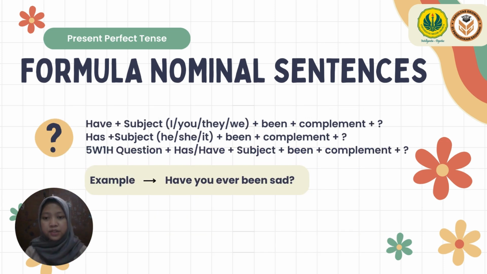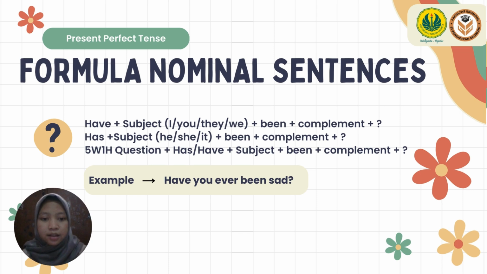And for the interrogative sentence, we can use have for subject I, you, we, they plus been plus complement, and has for subject he, she, it plus been plus complement. For 5W1H questions: question word plus have or has plus subject plus been plus complement. For example, have you ever been sad?